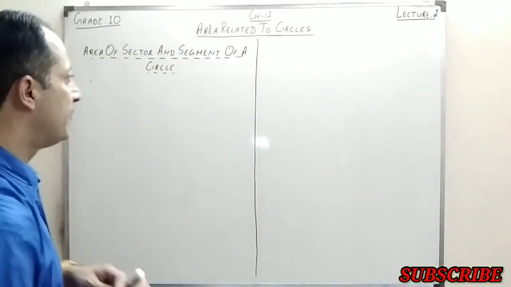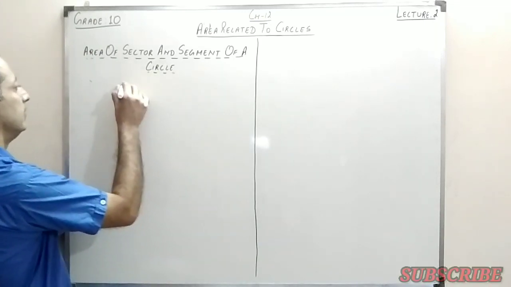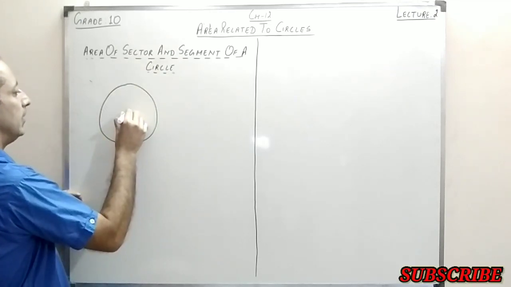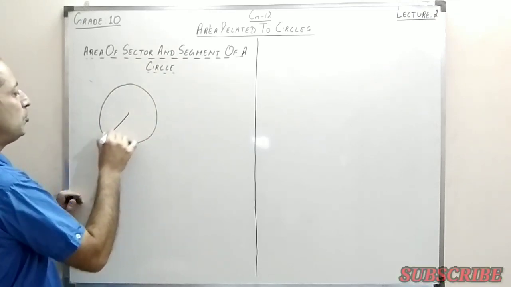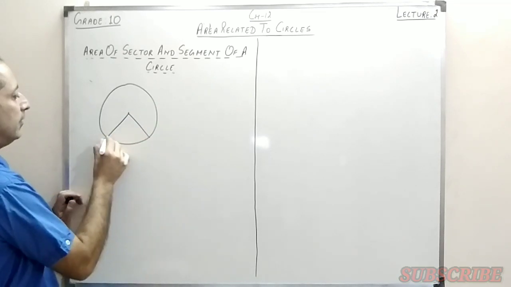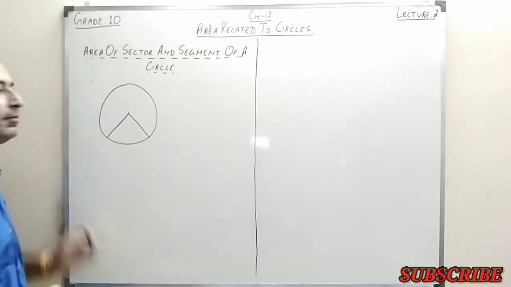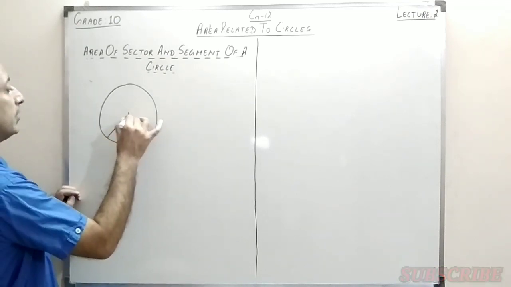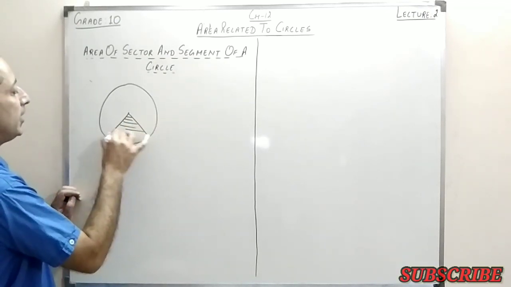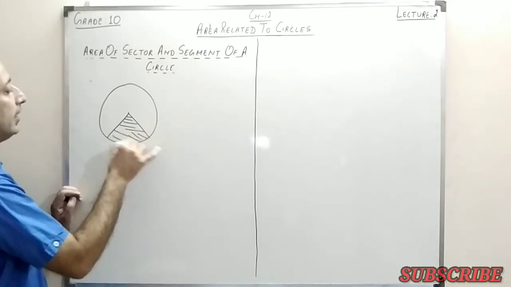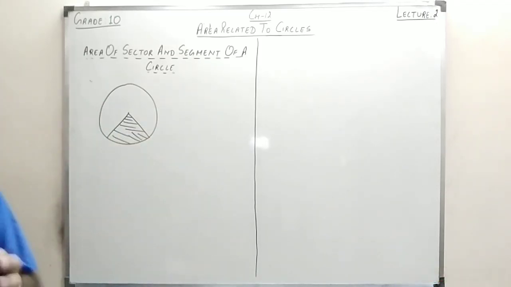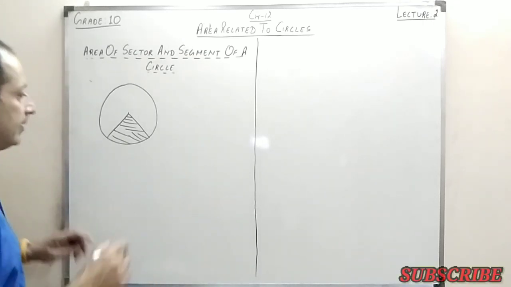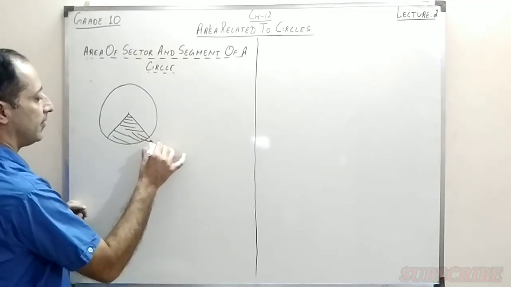So let's see on the board now. I draw a circle here. Now this is the center and I draw two radii from here. We know this portion of the circumference is called an arc. Now the region enclosed between the two radii and the arc is basically called a sector.